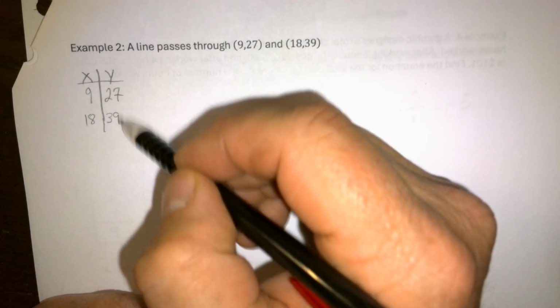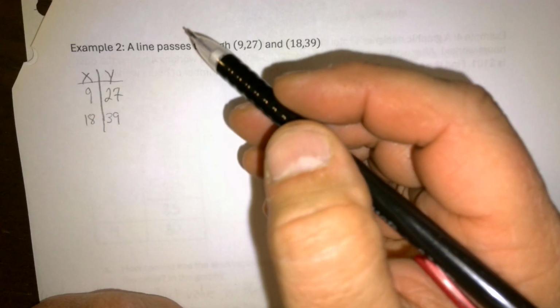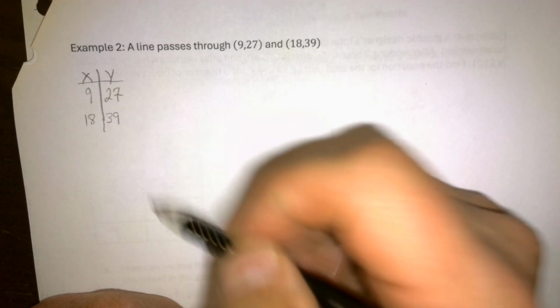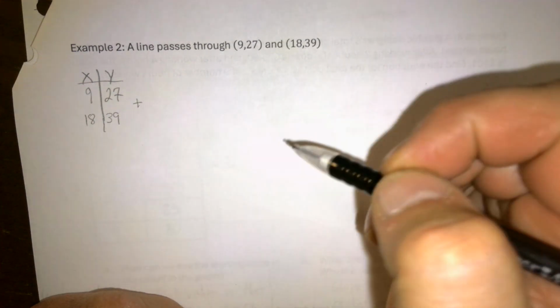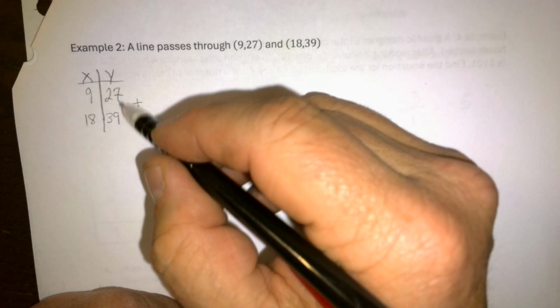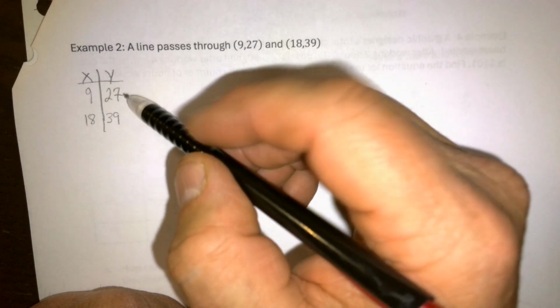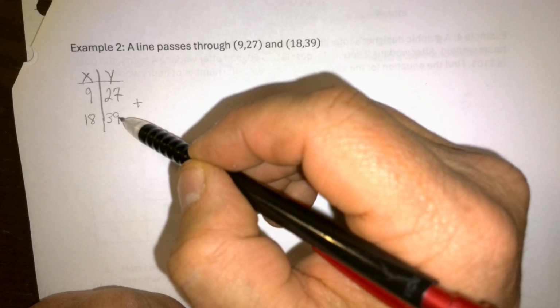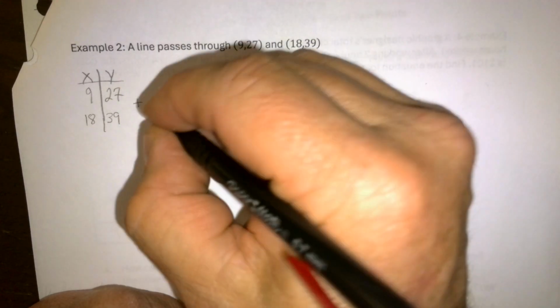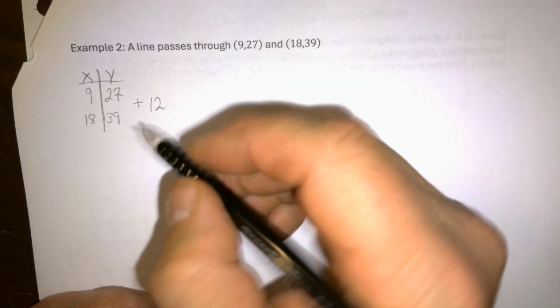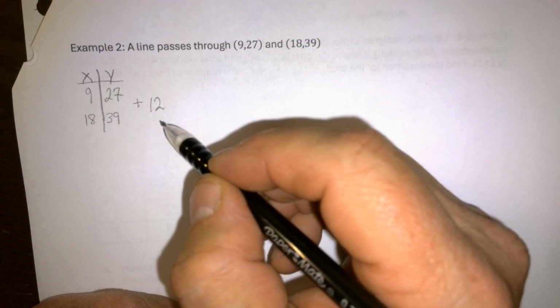Well, first of all, is this increasing or decreasing? We're going from 27 to 39. Well, that is definitely increasing, so I'm going to put a plus here. How much did it increase by? Well, if I add 2 to 7, that'll get me to a 9, and if I add 1 to the 2, that'll get me to a 3. So it's actually increasing by 12. You can get the same answer by just subtracting.